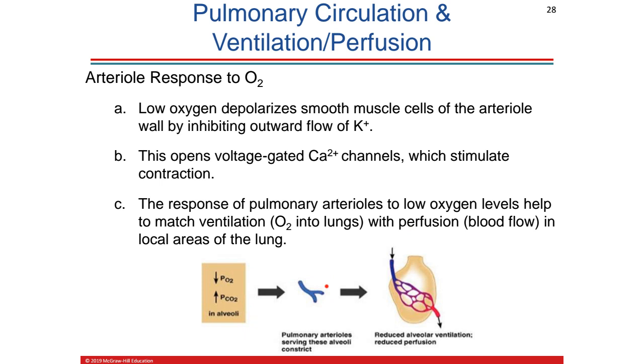So we have vasoconstriction of the pulmonary arterioles going to this local area where this alveolus sits, and therefore we'll reduce the blood perfusion, and that matches the fact that there's poor ventilation.